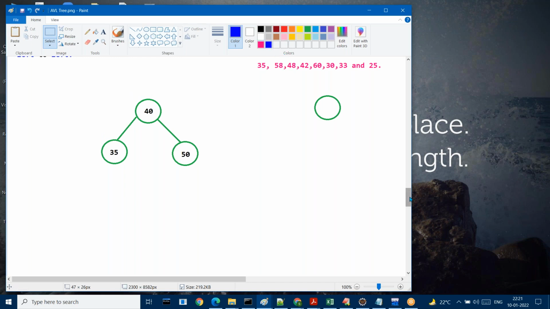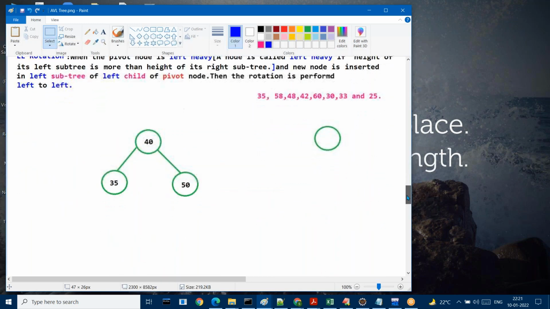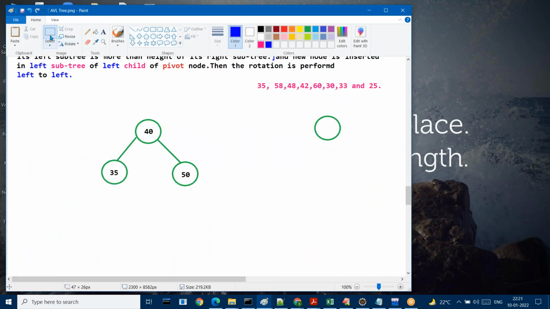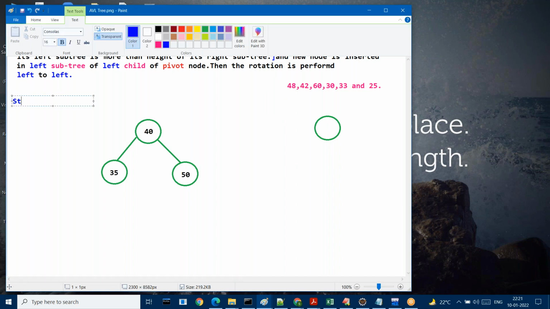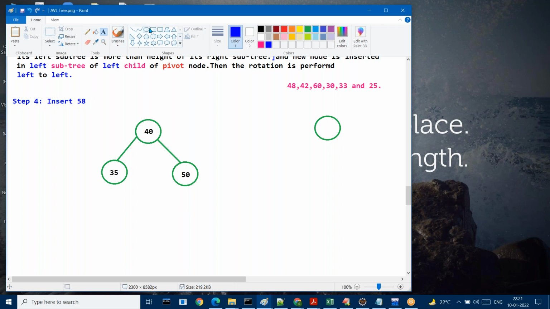This time what will you insert? 35 done, sir. Next is step 4, 58. Step 4. Insert 58. Sir, where will 58 be inserted? Sir, BST insertion, na? This is 58, sir. Compare with root, greater, right side. Compare with this fellow, this 58, greater, sir, right side. Where will it be inserted, sir? Here. 58 inserted.